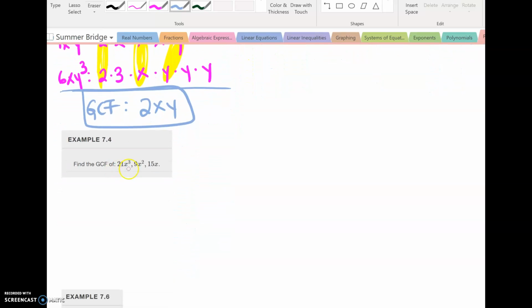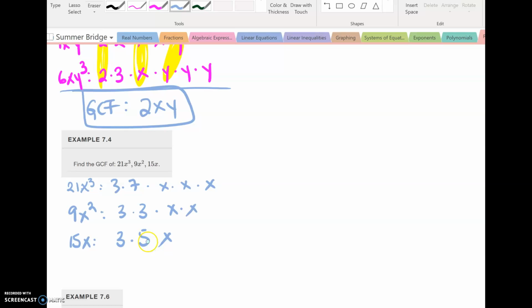Now we have 3 things here, and I'm not going to necessarily do the tree. 21x cubed: 21 can be broken down into 3 times 7, and then times x times x times x. Then 9x squared can be broken down into 3 times 3, and then times x times x. And 15x can be broken down into 3 times 5, and then just times x.